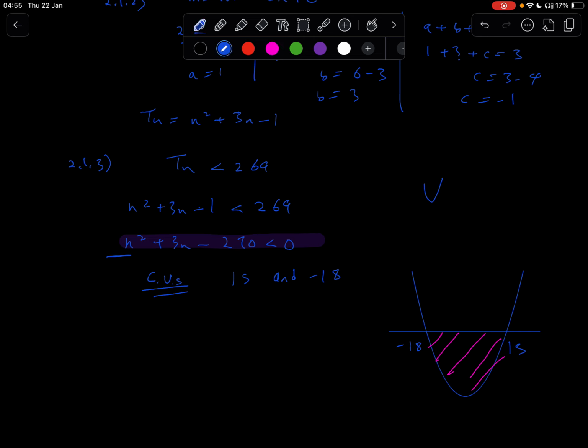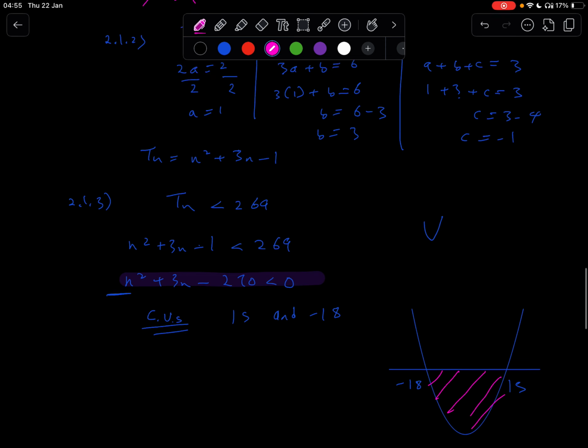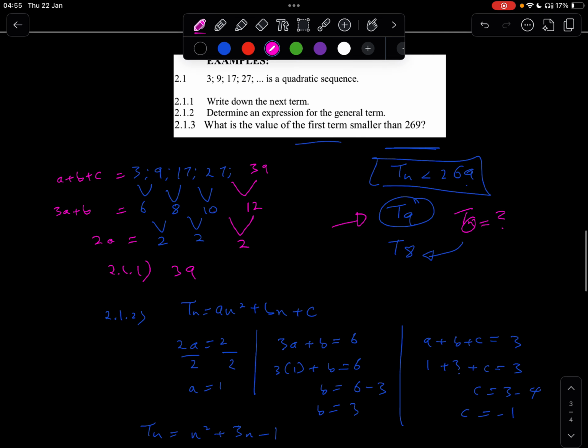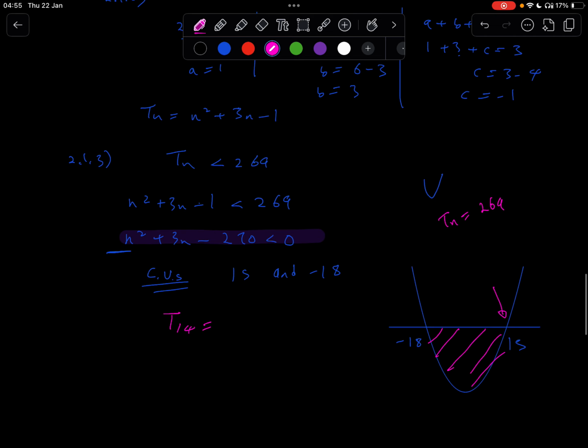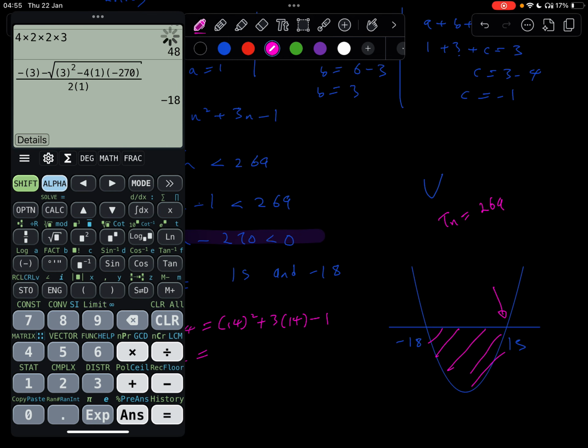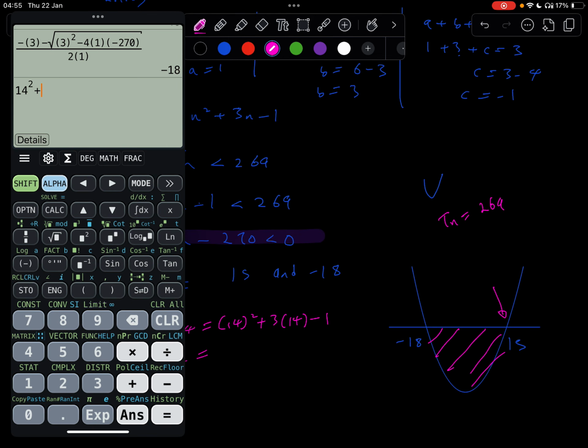However, in our case, we're looking for what? When n is 15, we get a value of 269, right? But the question says, what is the value of the first term smaller than 269? So that term is term 14. Its value is what? We substitute into here, and then we get the answer. The value is 237.